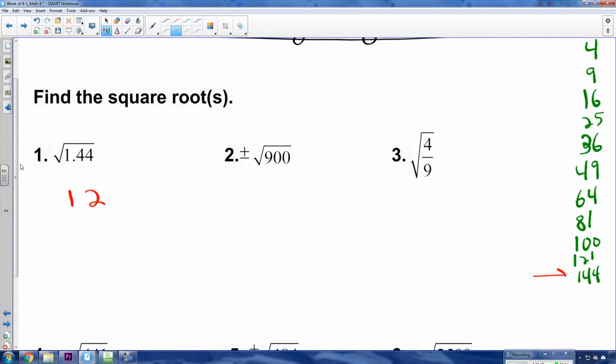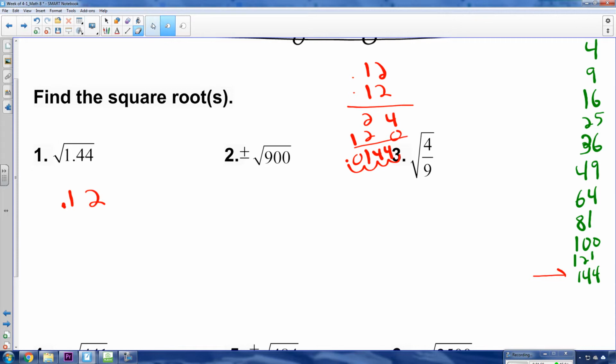0.12. Okay, so if we change it to 0.12, now we have to test our answer. If we make it 0.12 times 0.12, does that come out to 1.44? Because 0.12 is pretty small, so I think it's going to be a really small number. So I've got 4, I've got 2, I put my 0 in there, I've got 12, I've got 144 for sure, but I have 4 decimal places. So I would be way over here, right? So it's actually not going to be 0.12, it's going to be 1.2.